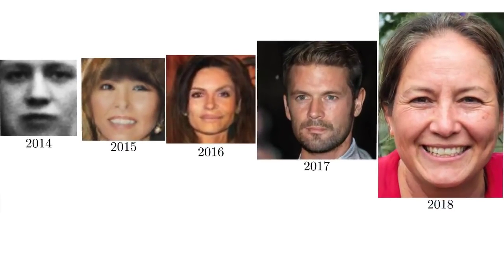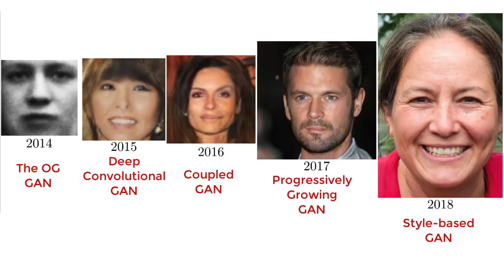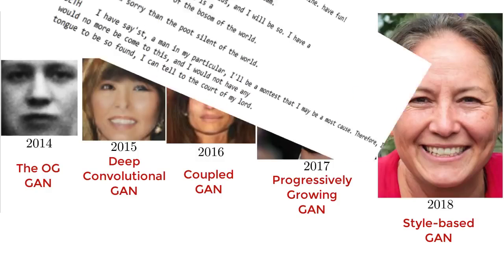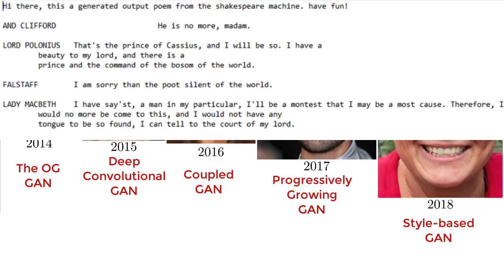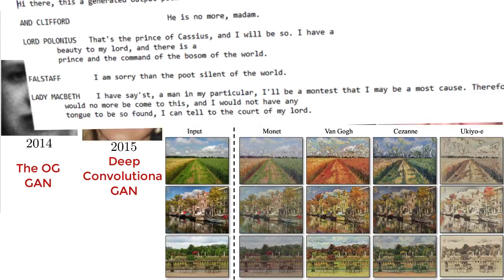Since its inception in 2014, it's really amazing to see how we've progressed this far into face generation with GANs. And note, these same networks can be used to generate all kinds of data. It can learn to generate literature like Shakespeare. It can learn to paint like Van Gogh. It can even learn to play any kind of music to your taste.